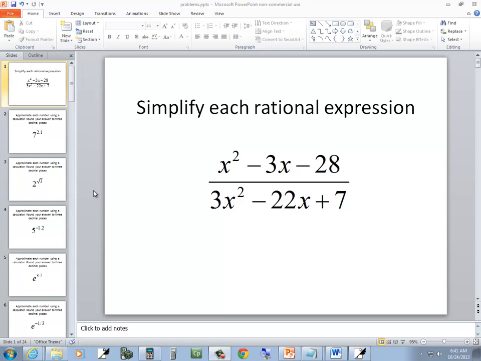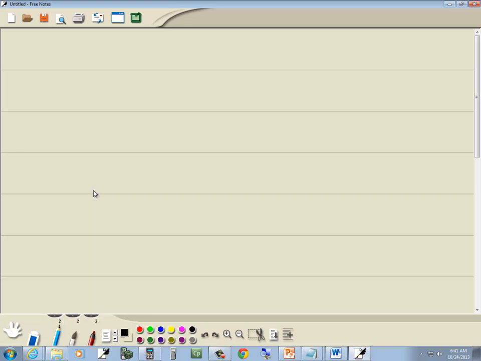In this problem, we want to simplify this rational expression. So we've got x squared minus 3x minus 28 all over 3x squared minus 22x plus 7. Now our first step is to factor the top and factor the bottom, and then simplify. Top part's PSD, bottom part's key number.